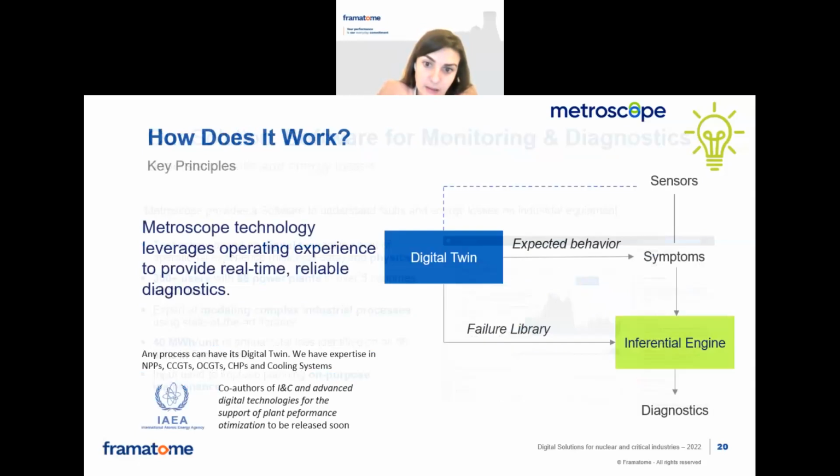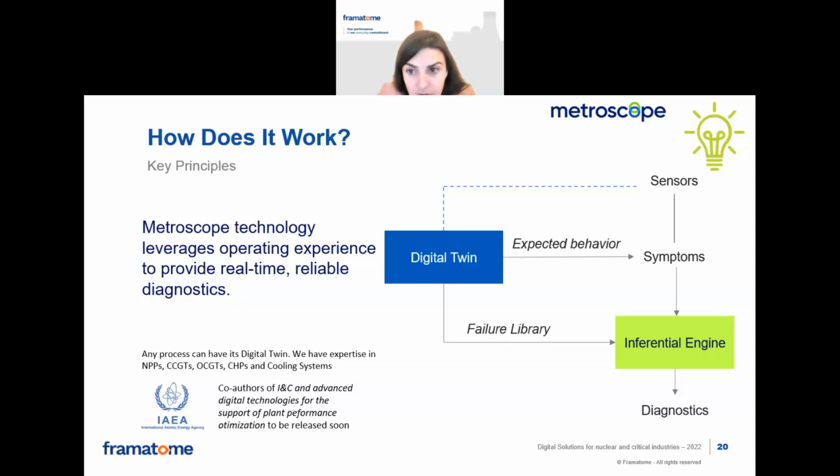Next slide. So how does it work? We actually have mainly 2 key technologies. Our physics-based digital twin is used as a nominal reference to detect symptoms, or to detect deviation, for each point of measurement, each physical measurement on the process.